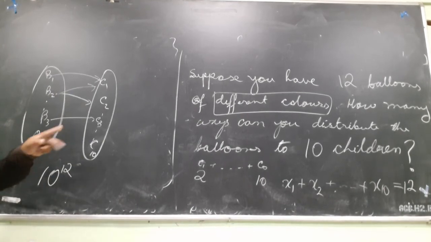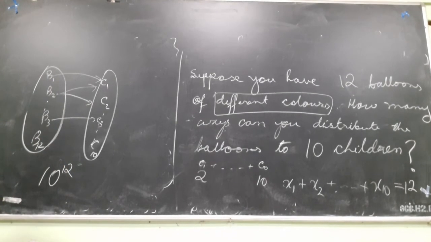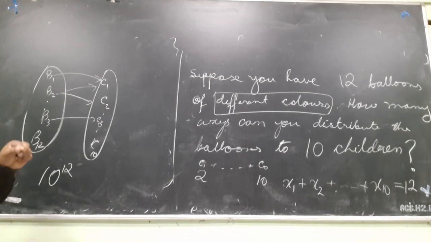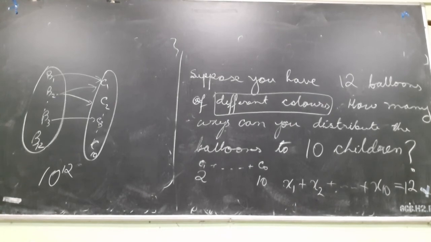Okay, now let me just modify this. How many ways can you distribute balloons to the 10 children so that a fixed child doesn't get any balloons? Then how many ways will be there? A fixed child, suppose you don't like that child, you are distributing the balloons, you don't give any balloons to that particular child, then how many ways will be there?